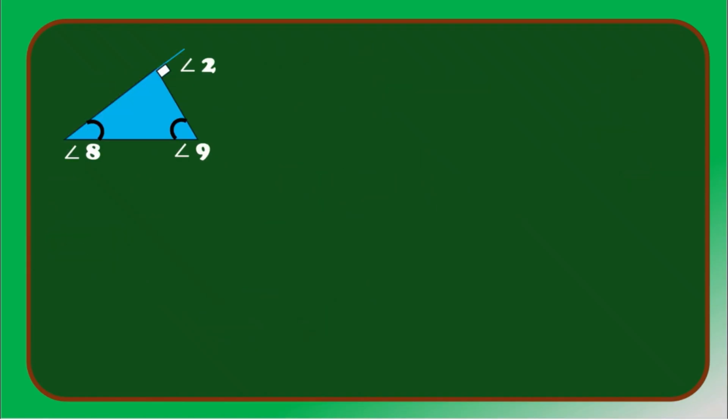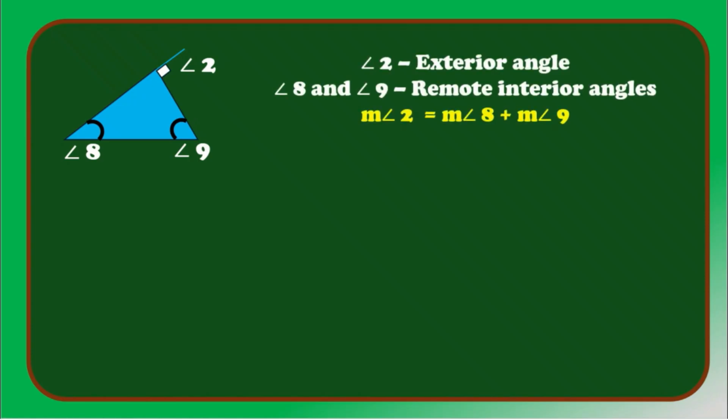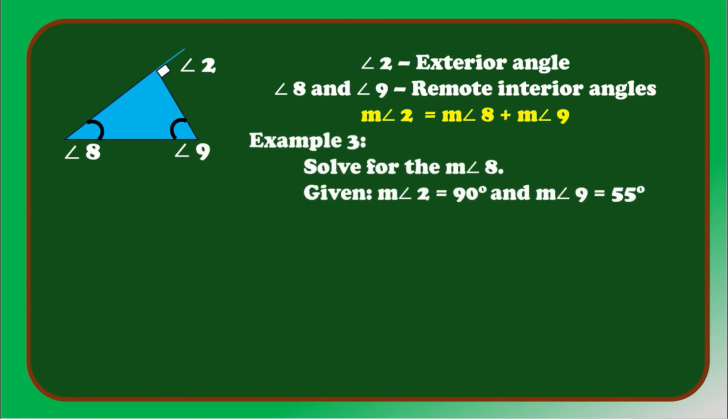And now, for the last example, let's use the blue triangle that we have on our previous illustrations. In this case, we already know that the exterior angle is angle 2 and we do have two remote interior angles which are angle 8 and angle 9. The equation that represents our theorem is angle 2 is equal to the sum of angle 8 and angle 9. I mean their measures. Let's have example number 3. Solve for the measurement of angle 8, given that the measure of angle 2 is equal to 90 degrees and the measure of angle 9 is equal to 55 degrees.